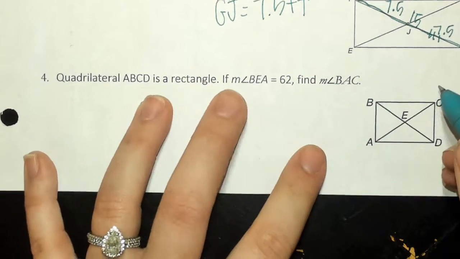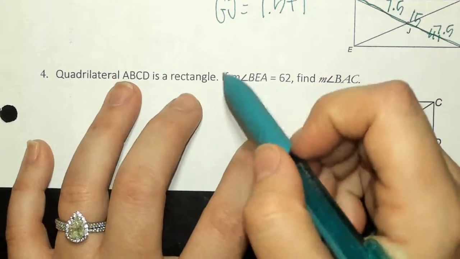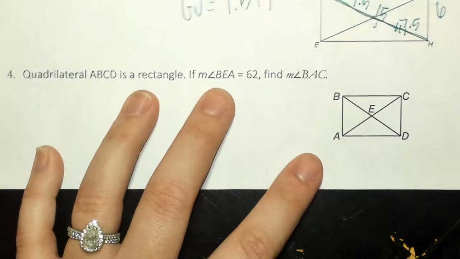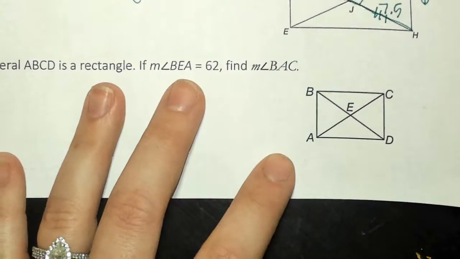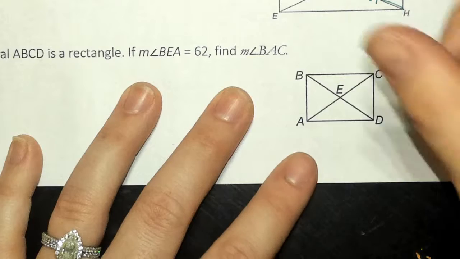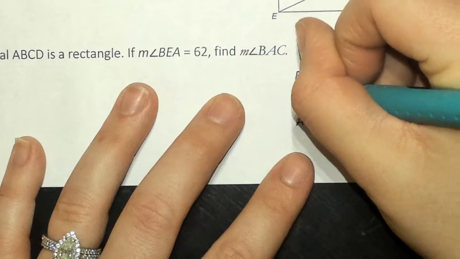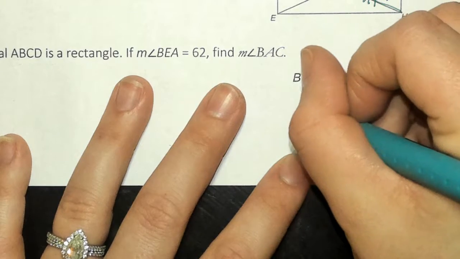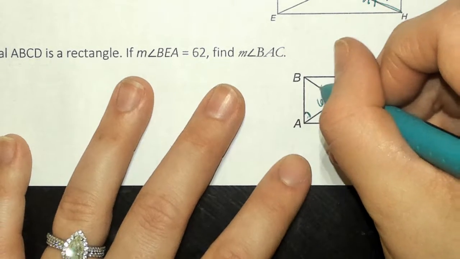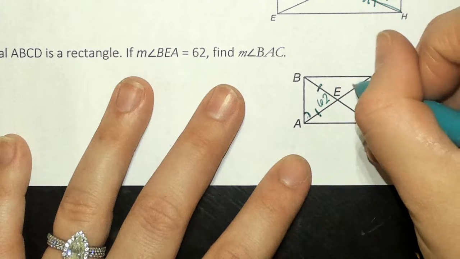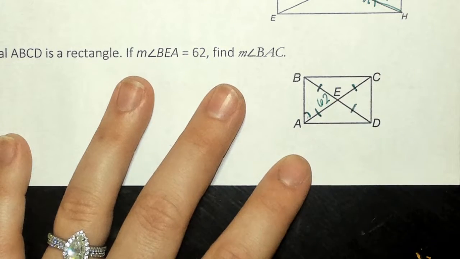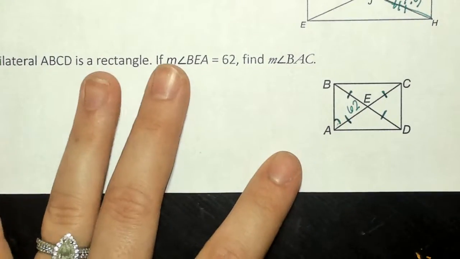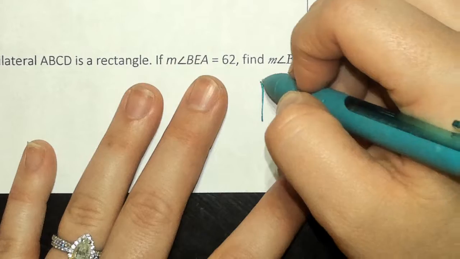Okay, last example, and then you're going to get to practice. If the measure of BEA is 62. Okay, so remember when we had puzzles basically and we had to find all the angle measures? Okay, so BEA is 62. And we want to find BAC. Okay, so let me explain. Is it true, hold on, is it true that all four of these inside angles are the same? Not angles, diagonals. Yes.